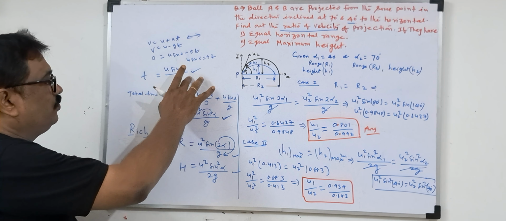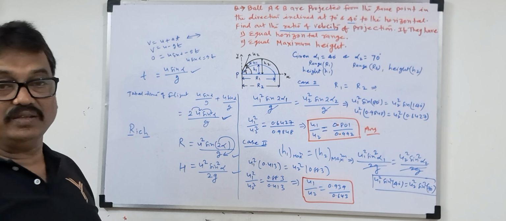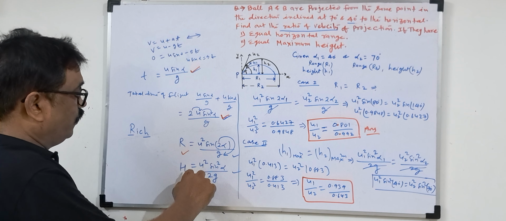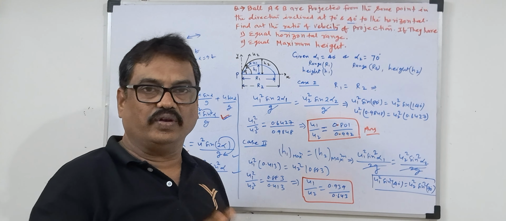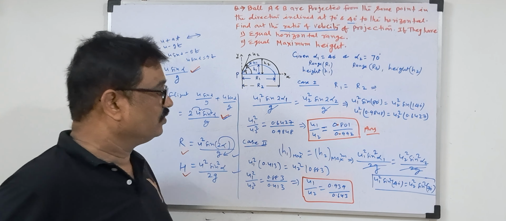So remember this formula. The beauty of this formula is that a lot of varieties of questions they will ask. Formulas number 1, 2, 3 and 4, if you remember for projectile, each and every question you can solve. So this is the process, and you solve and get the answer.